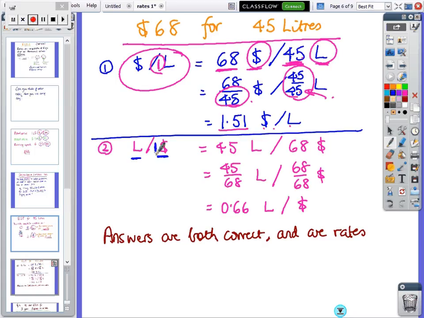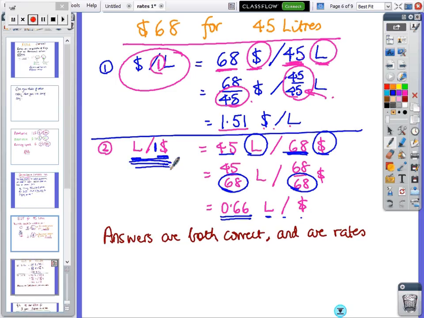In the second one, I want to put the litres in front of the dollars, so now we've got $1, so we put the litres in front of the dollars, and we have 45 litres for $68. We've got to convert 68 to 1, so we divide by 68, but what you do to the right, you do to the left, so we put a 68 there, so you end up with 0.66 litres per dollar. Okay, both answers are right, and they're both called rates. You have to look at the order, and then you put the numbers in the right order.